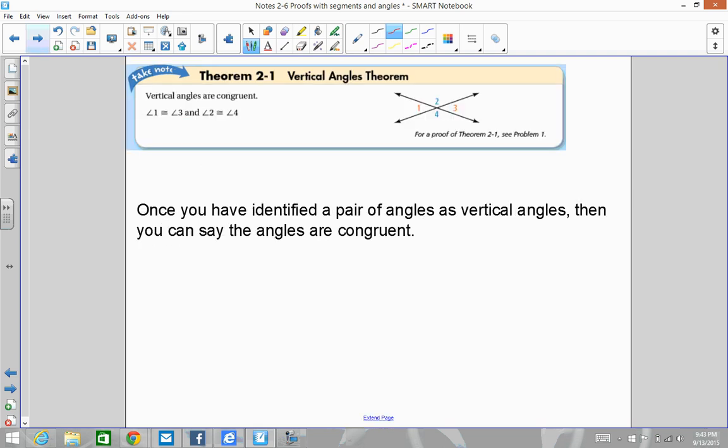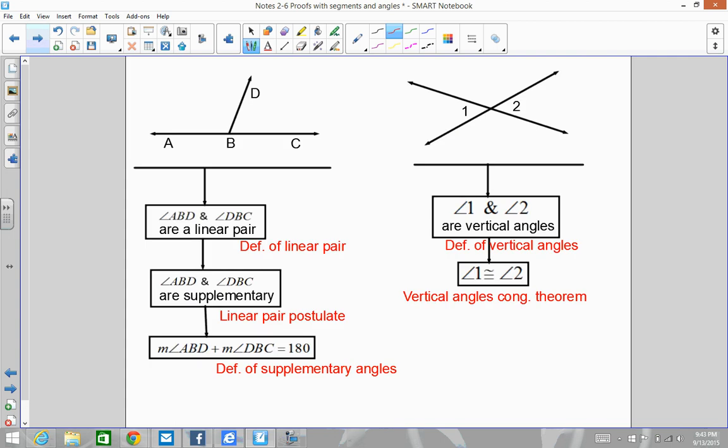And so what that ends up looking like is like this. Angle ABC and angle DBC are a linear pair. This is what they look like. That's the definition of a linear pair: two adjacent angles whose non-common sides form opposite rays. Remember, it's the picture. Then I can say ABD and DBC are supplementary. Why? Because the linear pair postulate says if I have a linear pair, then they are supplementary. And if I can say two angles are supplementary, then I can say the measure of ABD plus the measure of DBC is equal to 180 by the definition of supplementary angles. So each part leads to another part, which is how the law of syllogism comes in.